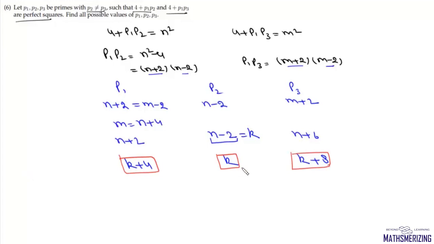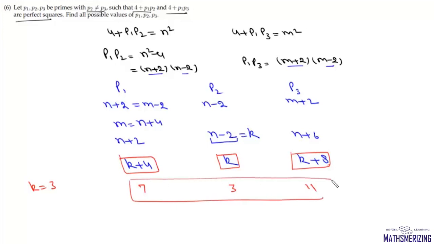Now k cannot be 1. If we take this as 2, then these two numbers are not prime. So we'll start with k equals 3. So we'll take k as 3. We'll get this value as 7. It'll be 3 and this is 11. So the three numbers which are prime are 7, 3 and 11.